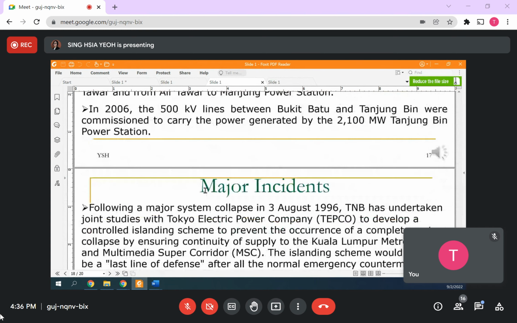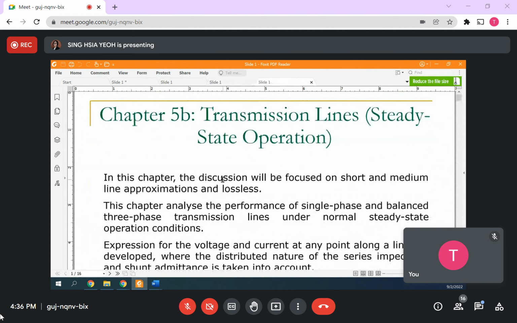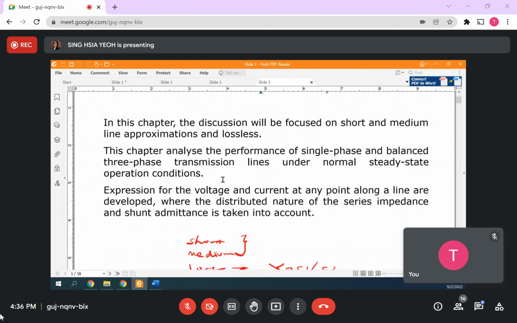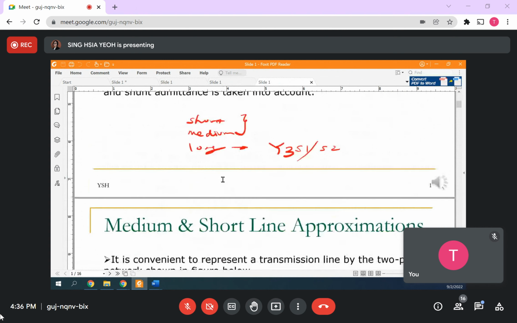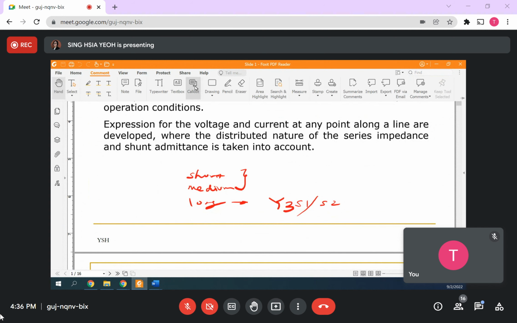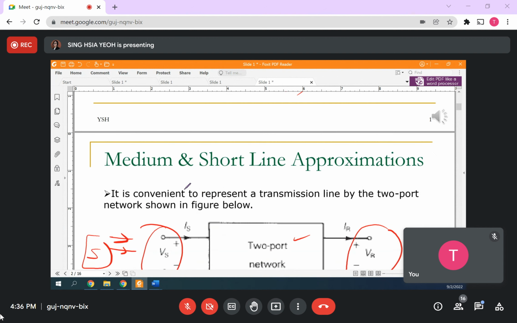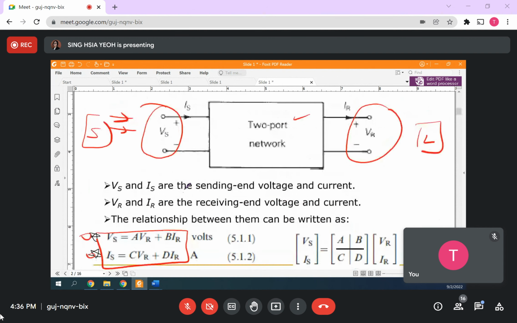Then history a bit. And then the last part, 5B, transmission line. It's a bit about the transmission line itself, which actually has 3 lengths: short, medium, and long. So actually they will tell you the short line, I think, is another.